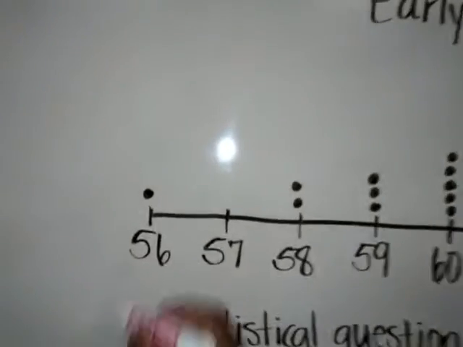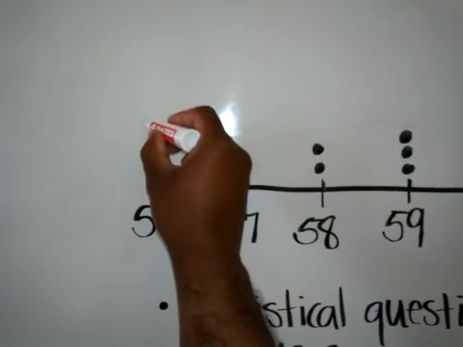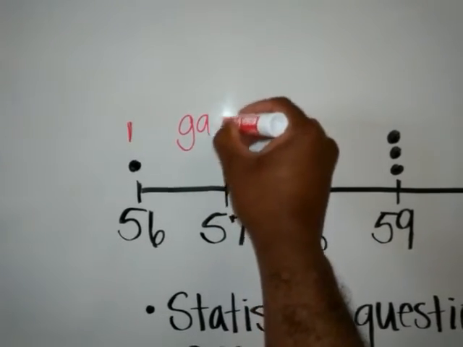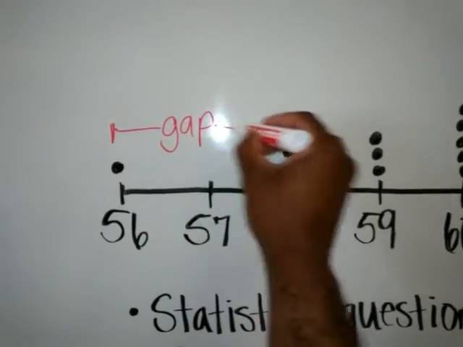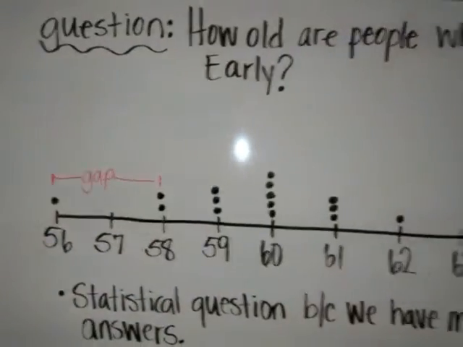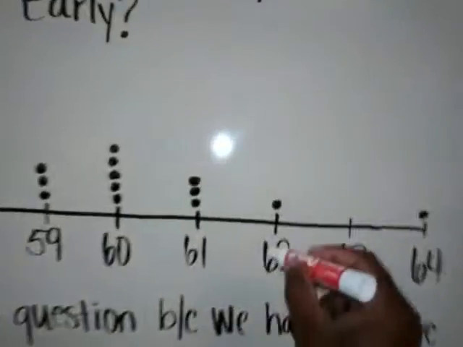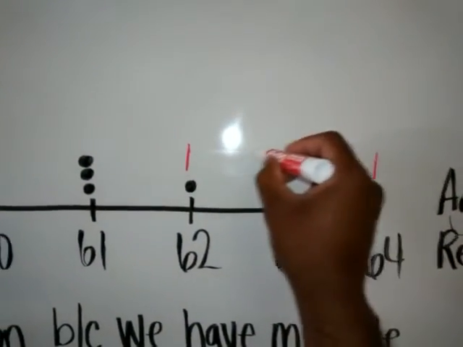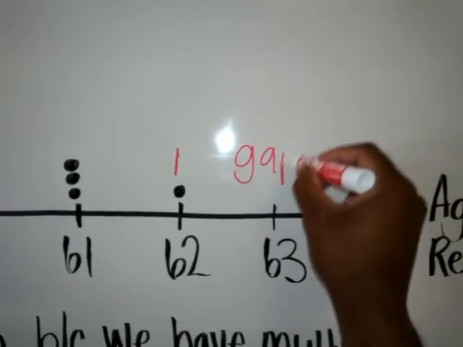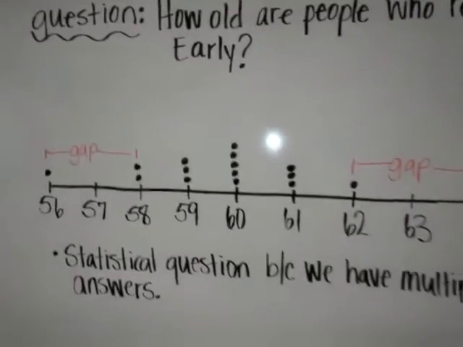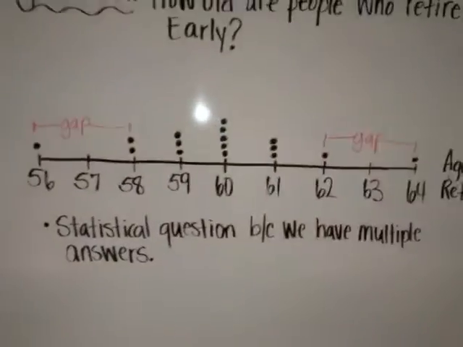So I look at this, I see a gap here at 56 to 58. So this is a gap from here to here. From 56 to 58, there's a gap. Let's see if I see another gap. I see a gap here at 62 to 64. Again, you can have multiple gaps within a set of data, which we do here. We have two gaps.